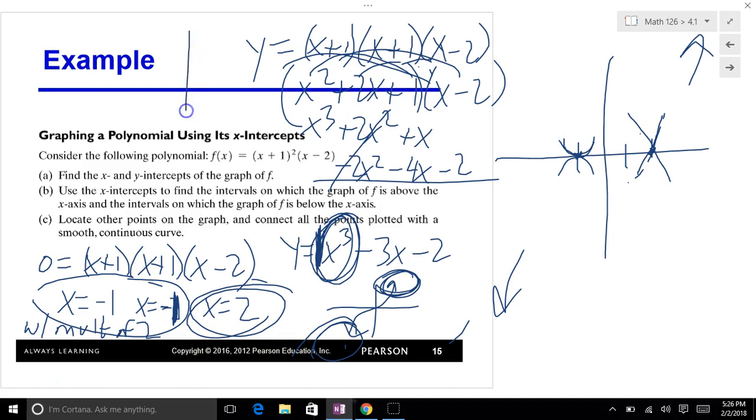Sorry, I run out of room here. Let's throw in 0 and find our y-intercept. If I throw 0 in, I get 0 plus 1 is 1, 1 squared times 0 minus 2 is minus 2. So 1 times minus 2 is minus 2, so it hits at 0, minus 2. Let me throw in some other ones. I want to throw in some points to the left of the zeros, to the right of the zeros, and in between the zeros. So let's throw in another one in between: 1 plus 1 is 2, 2 squared is 4, 4 times minus 1 is minus 4, so I got 1, minus 4.